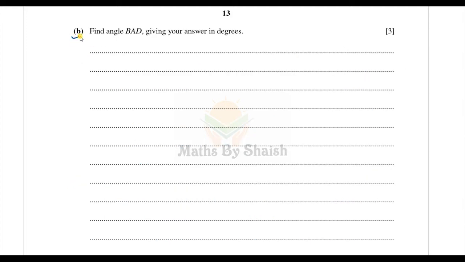Here's question number 8, part B. Find the angle BAD. So I'll draw it again. We'll see how it is. It looks like this: this was A, this was B, and this was D. So we need to find the angle BAD. This angle we need to find. So how do we find the angle? With the help of dot products.